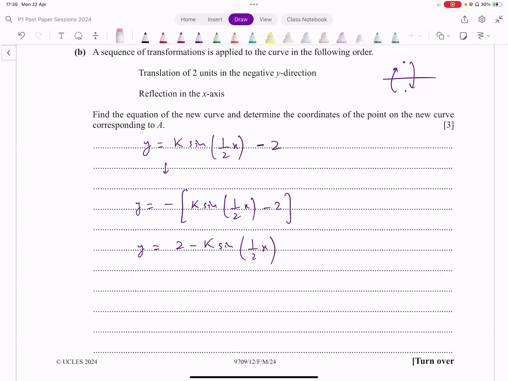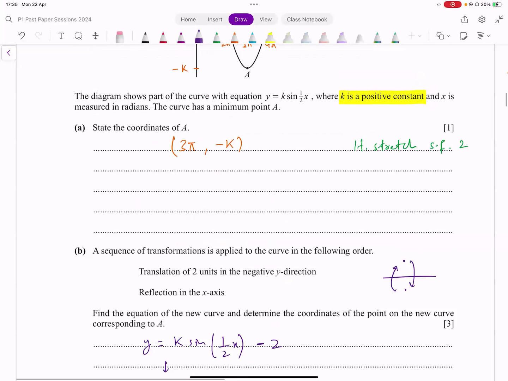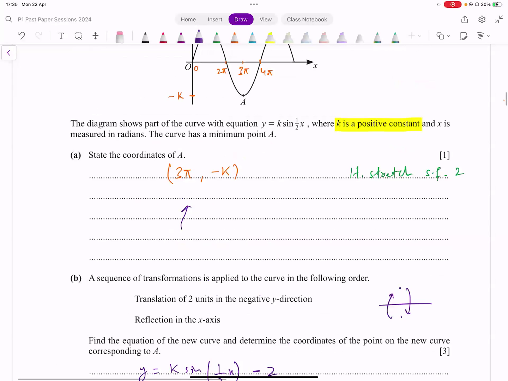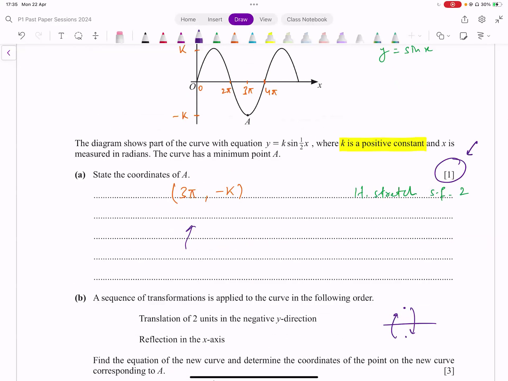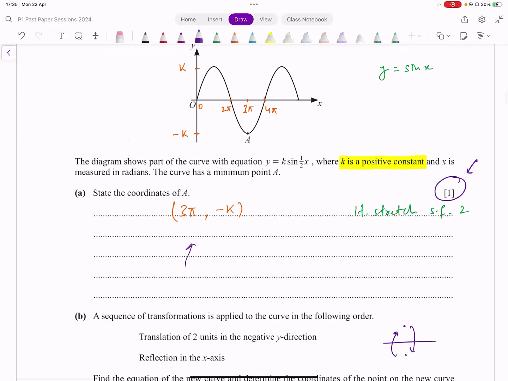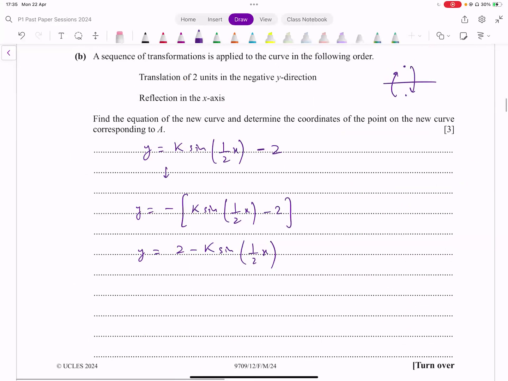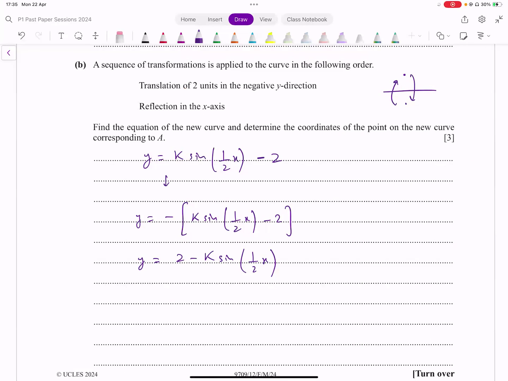Okay, let me answer the questions first. So first of all, Abdullah, in the previous part, yes, we could differentiate it and put that equal to 0, but notice it's only 1 mark. So you should be able to figure it out without differentiation. But if you want to do that, you can do that. You can get the x coordinate using that as well, and that will work.